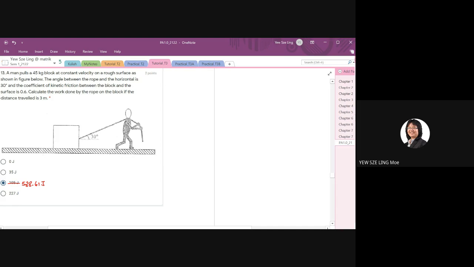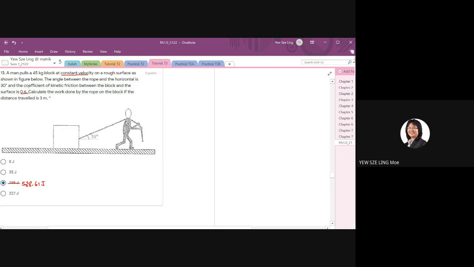A man pulls a 45 kg block at a constant speed on a rough surface as shown in the figure below. If your object moves at a constant speed, then the total work done is 0. In that case, that is correct, because constant speed means A is 0, and A is 0 means net force is 0. Net force 0, no work is done, so W is equal to 0. But if you read until the end of the question, it tells you the angle between the rope and the horizontal surface is 30 degrees, and the coefficient of kinetic friction between the block and the surface is 0.6.